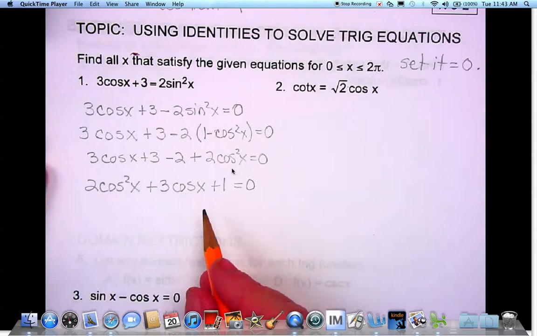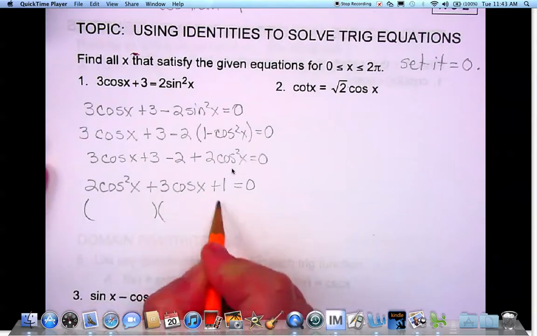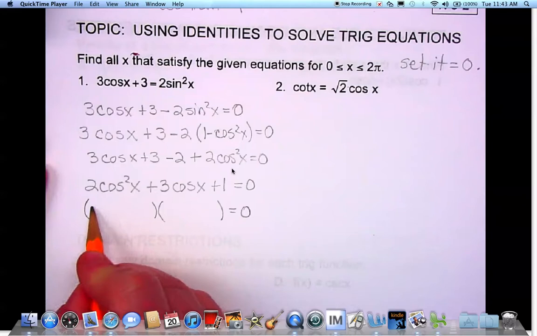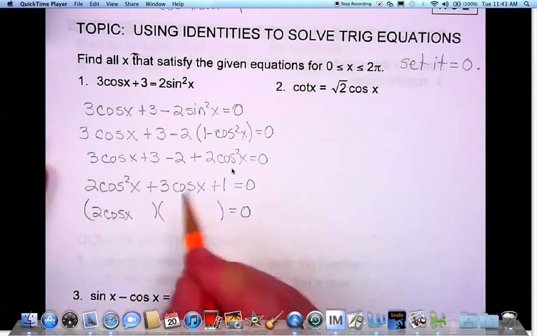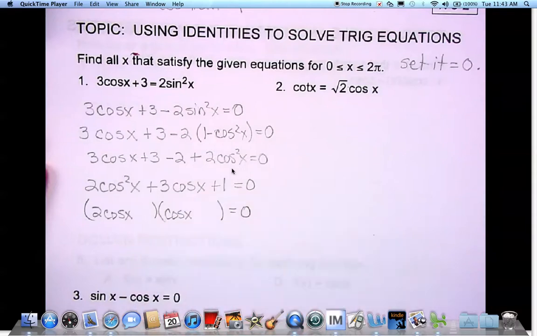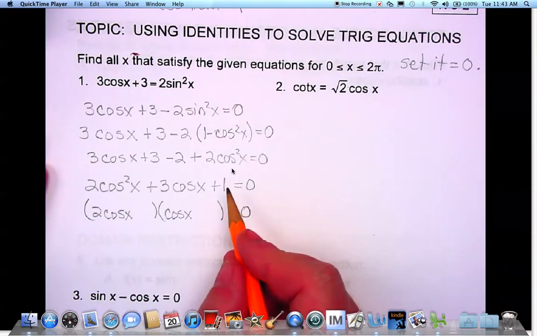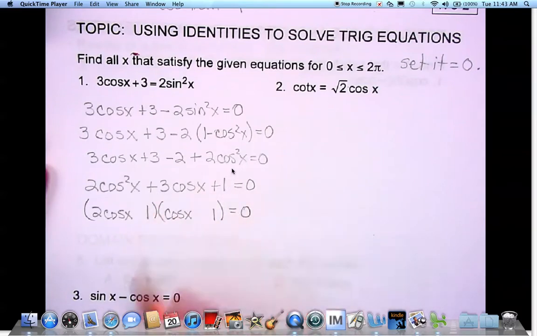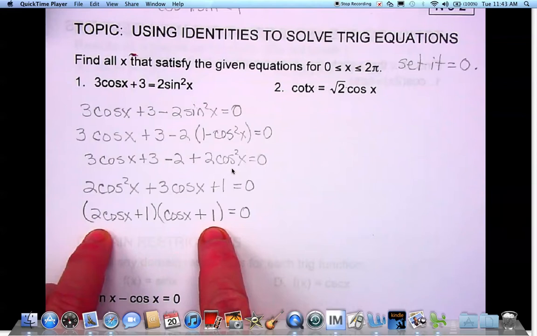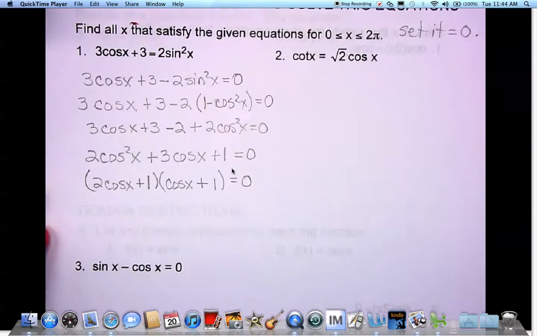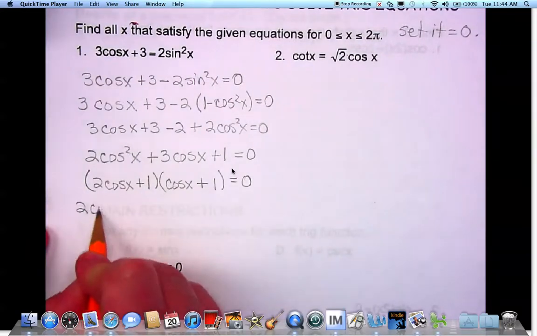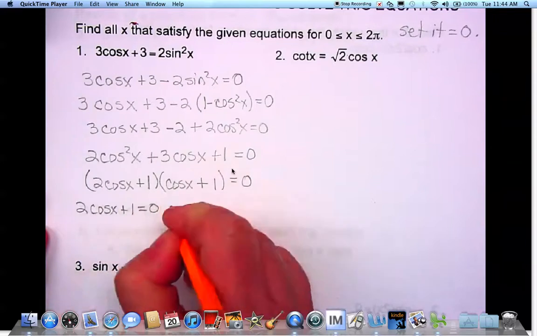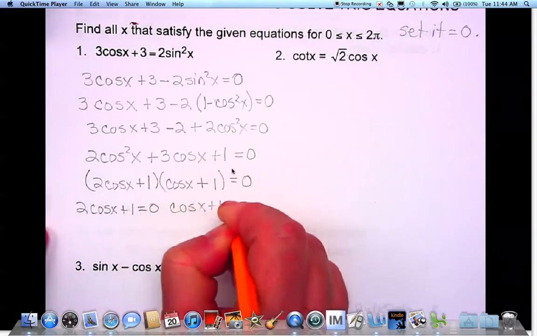Yes. All right. Now we can factor this into 2 parentheses, just like we did yesterday. 2 cosine x and cosine x, plus 1 and plus 1. To get 1, we'd have to do 1 times 1 or negative 1 times negative 1. But since this is a positive 3, we'll do plus and see if this works. We get 1 cosine x plus 2 cosine x. Is that 3 cosine x? Yes. So what do we do after that? Set each factor equal to 0: 2 cosine x plus 1 equals 0, and cosine x plus 1 equals 0.